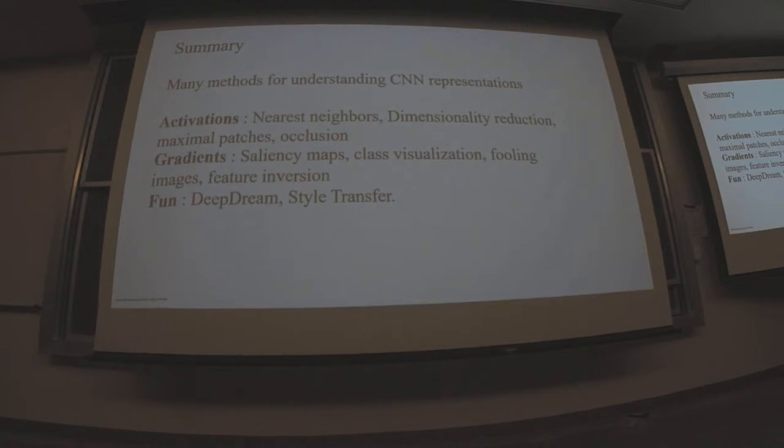And these techniques, we talked about looking at activation functions, capturing the nearest neighbors and then plotting those, or capturing the embedding vectors and then plotting those nearest neighbors. We also talked about dimensionality reduction of the embedding vectors, looking at the patches that maximize the activation function of the neuron, and also occlusion, building those maps. We also have some gradient techniques, like saliency maps, adversarial examples, and feature inversion or feature reconstruction. And then for fun, we have deep dream and style transfer. That's pretty much the material.